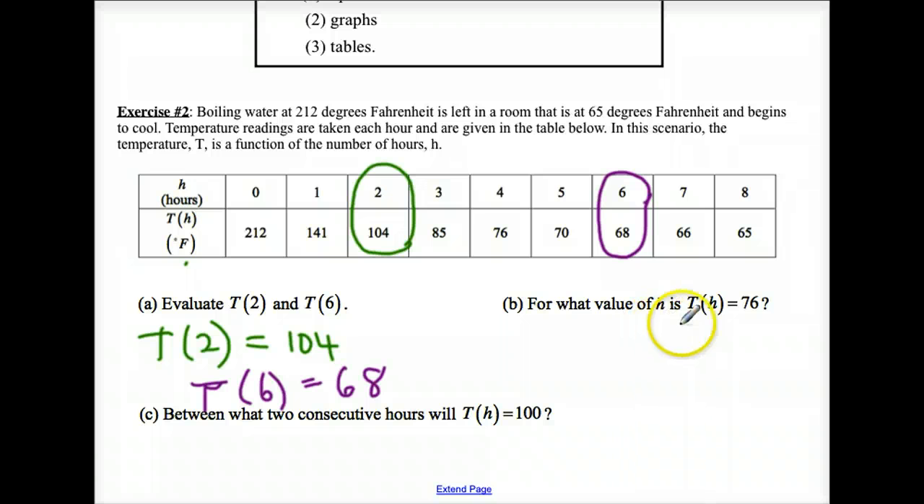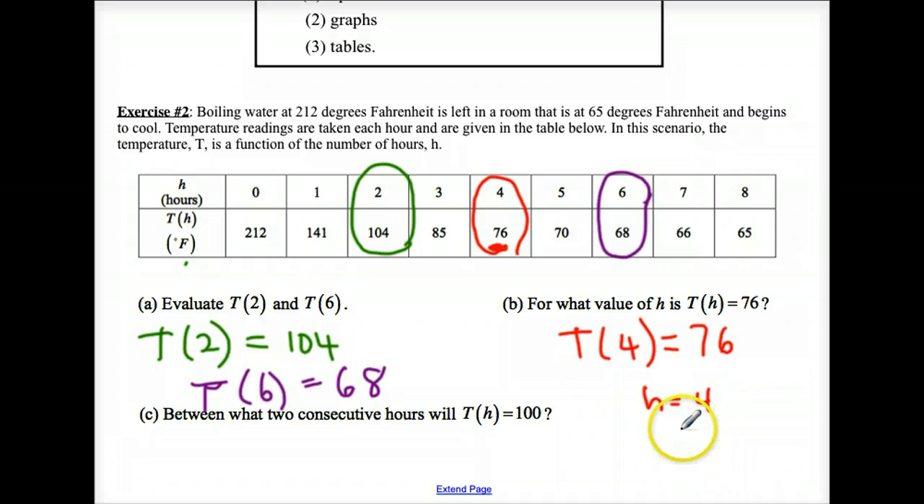Now, B is a little trickier. It says, for what value of H is T of H equals 76? So my output is 76. How many hours does it have to be in that room before it gets to 76? So this is my output, my T of H. When is this equal to 76? So I go over, bam, I see it right here. So T of 4 is equal to 76. So in this case, for B, H has to be equal to 4.